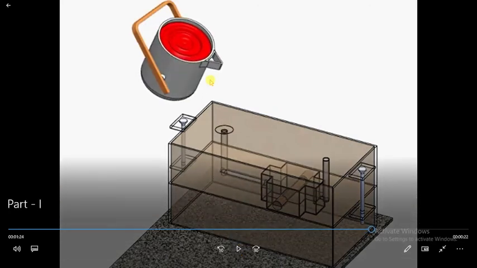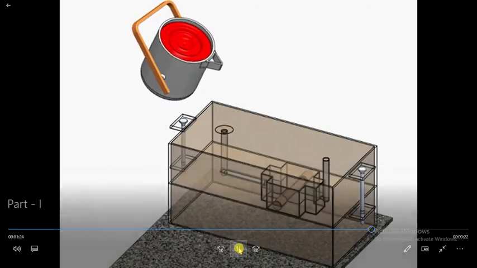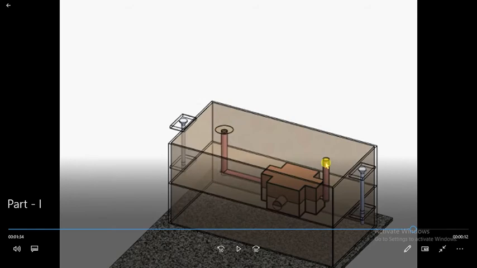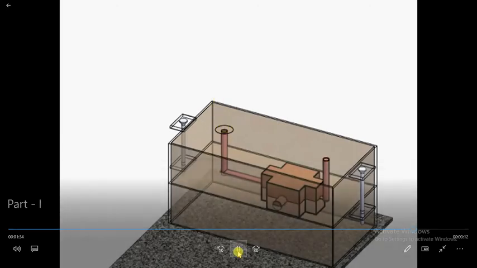Here the molten metal is poured inside this basin. You can see the metal is rising, and here the metal is coming outside the cavity. At that time, whenever this metal appears, the pouring action will be stopped.